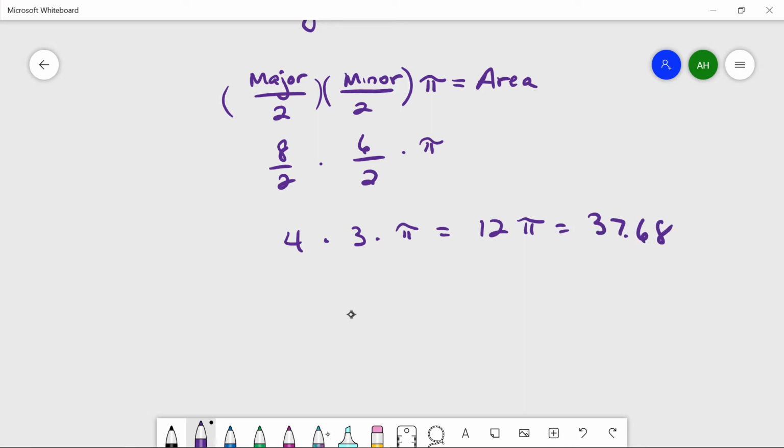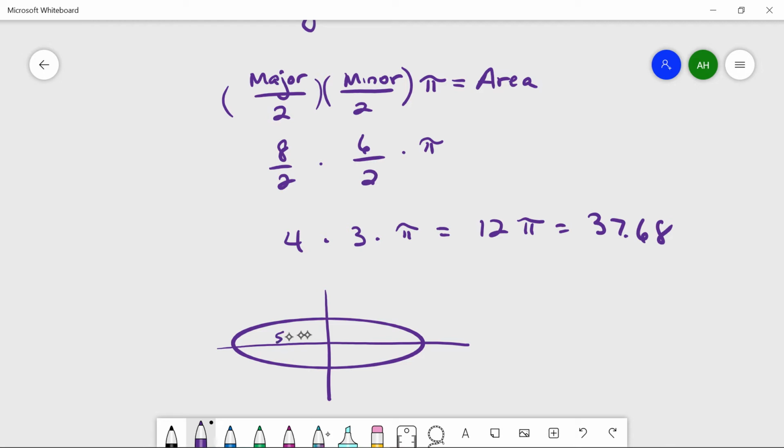37.68. If I had another ellipse, here is this ellipse. This is 5 and this is 5, and say this is 2 and this is 2. So my major is 10 and my minor is 4. Divided by 2, divided by 2, this right here is going to actually be 5, and this right here is going to actually be 2. Then I take those 5 times 2, times pi, which is going to be 31.4. All right, so that's how that is going to work out.